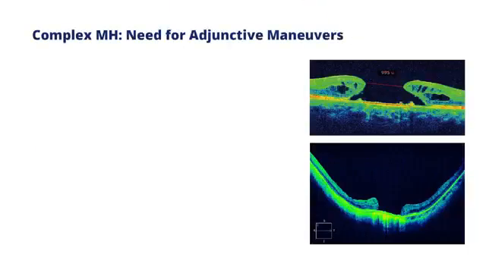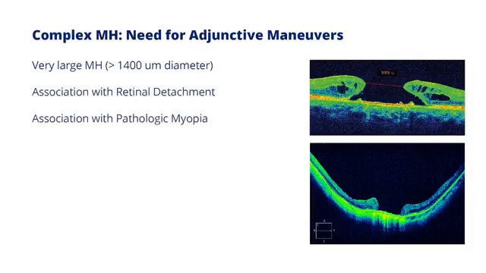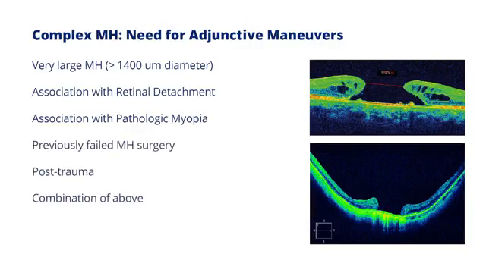So examples of complex macular holes include very large hole diameters, larger than 1400 micrometers. Macular holes are also more difficult to repair when they are associated with retinal detachment, very long eyeballs, previously failed macular hole surgery, and ocular trauma. In these cases, the level of surgical difficulty increases. For example, if you had a macular hole on a detached retina, you may actually need to stabilize the detached retina to aid with your ILM peeling.